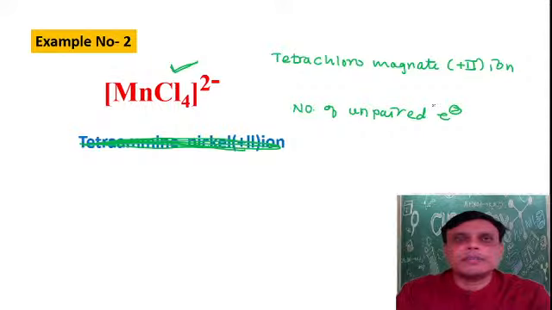And put this value n is equal to 5 in spin only formula, that is under root n into n plus 2. Put the value of 5 over there and calculate the magnetic moment. Tell me the magnetic moment now. Mansi, Grisha, Rahi, all are saying sp3. Okay, good, no problem. Now calculate magnetic moment.